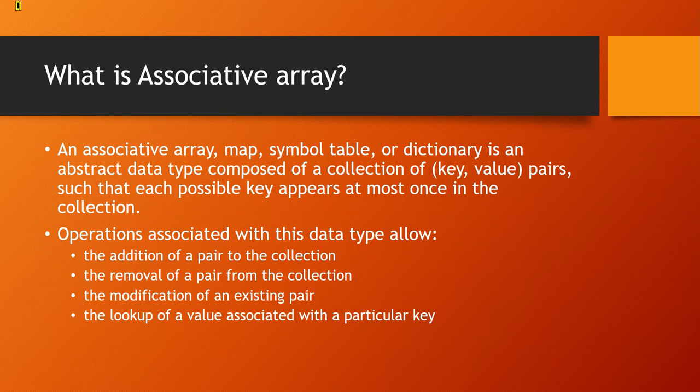Moving on, we come to the associative array. So what exactly is an associative array? We could consider it as a map, an array, a symbol table, or a dictionary, in which the data type is composed of a collection of key-value pairs. There are pairs in which we have a key and a value associated with that specific key, such that each possible key appears at most once in the collection.